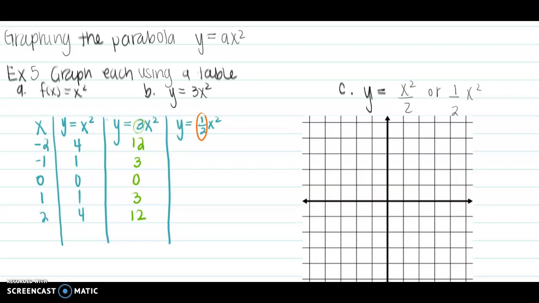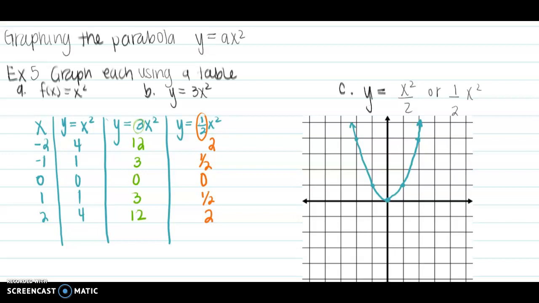And then over here for this one, we have to multiply those values by 1/2. So 4 times 1/2, that's 2. 1 times 1/2 is 1/2. 0 times 1/2 is 0. And same thing, 1/2 and 2. So now we could go ahead and graph those. So I'm going to go ahead and graph the parent function. Alright, so I went ahead and graphed the parent function, and then I'm going to try to graph as many of these points as possible.